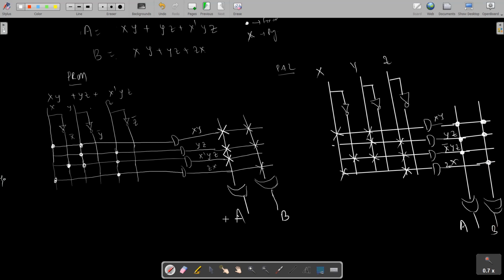So this is how we represent the diagram for PROM and PAL. For PLA, the only change is that the same circuit would be there, but instead of dots, it will be crosses. So the circuit would be this. I have made the changes over here. So instead of dots, it will be crosses. So this is how the PLA, PROM and PAL circuit diagrams can be explained. Hope this tutorial is clear to all. Thank you.